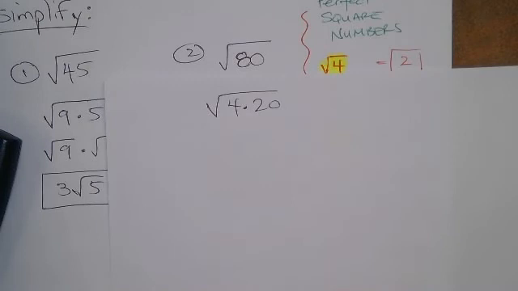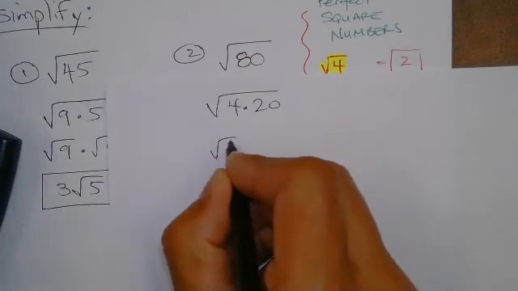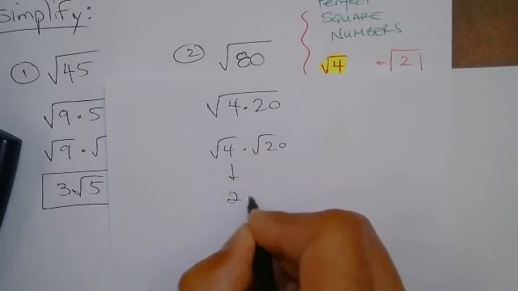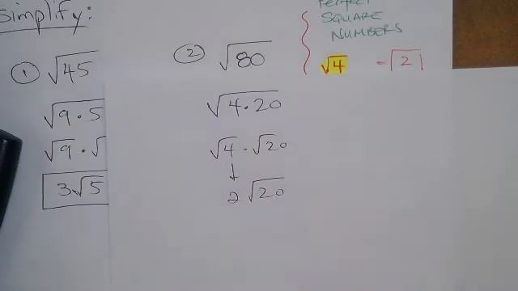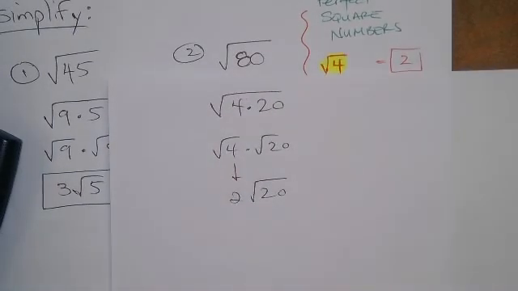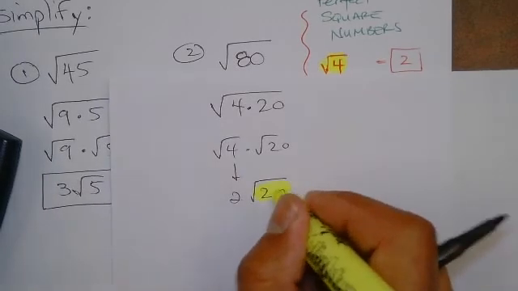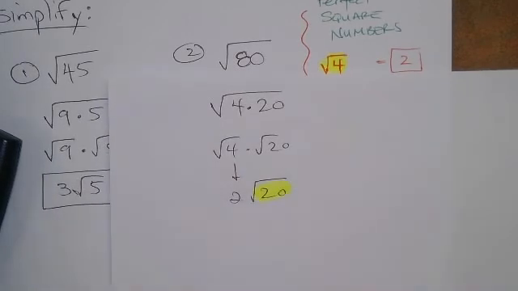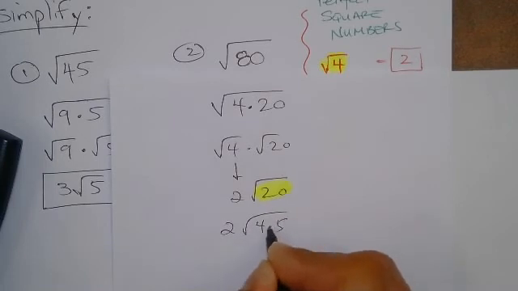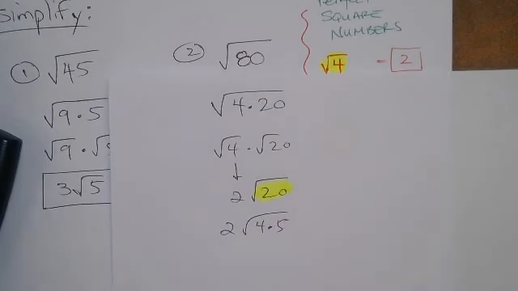Everybody agree 80 is 4 times 20? Yeah, 80 is 4 times 20. So that would be the square root of 4 times the square root of 20. And the 4 becomes a 2, right? But the problem is this. What you don't realize is you're not done simplifying. See, 20 can be simplified again.